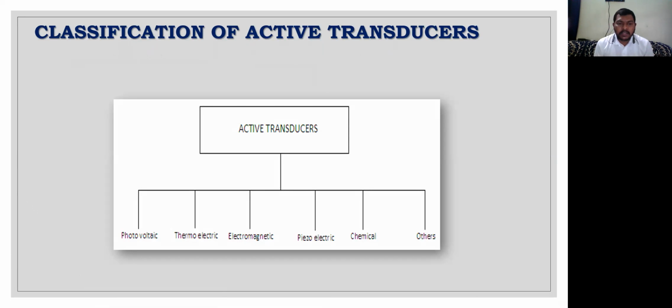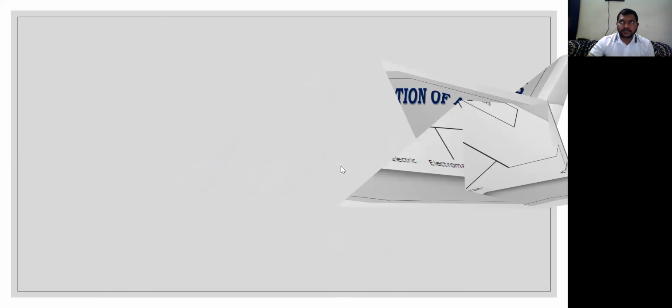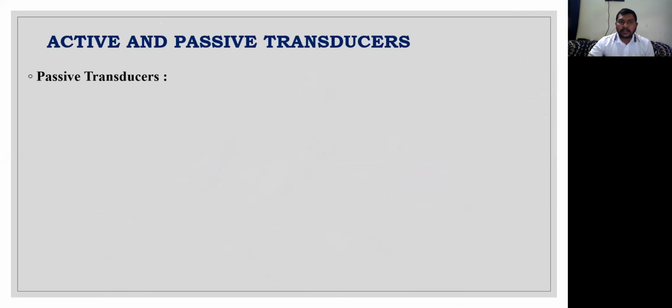So photovoltaic, thermoelectric. Wherever the word thermo comes, it is concerned with temperature, right? And electromagnetic. We are going to study this. We are going to see all those instruments. So active, and what is a passive device?